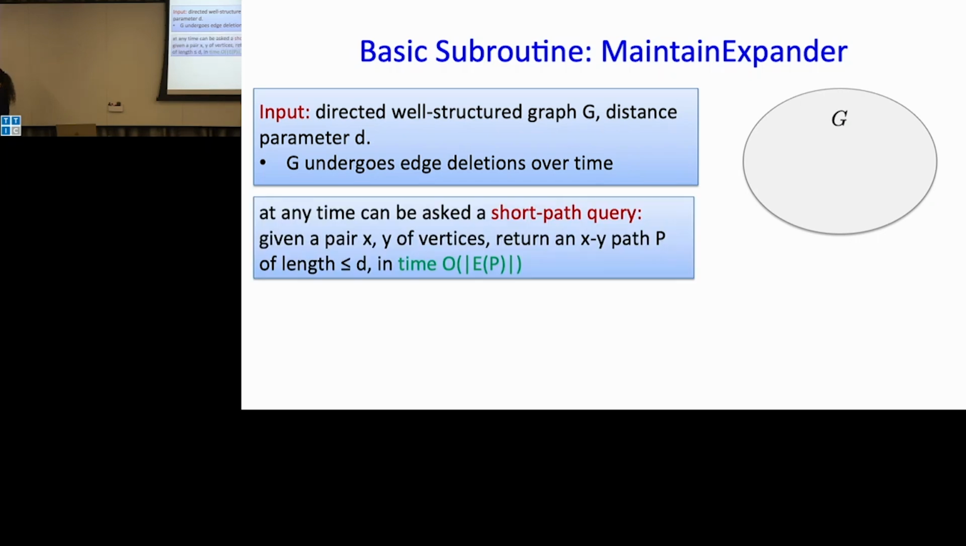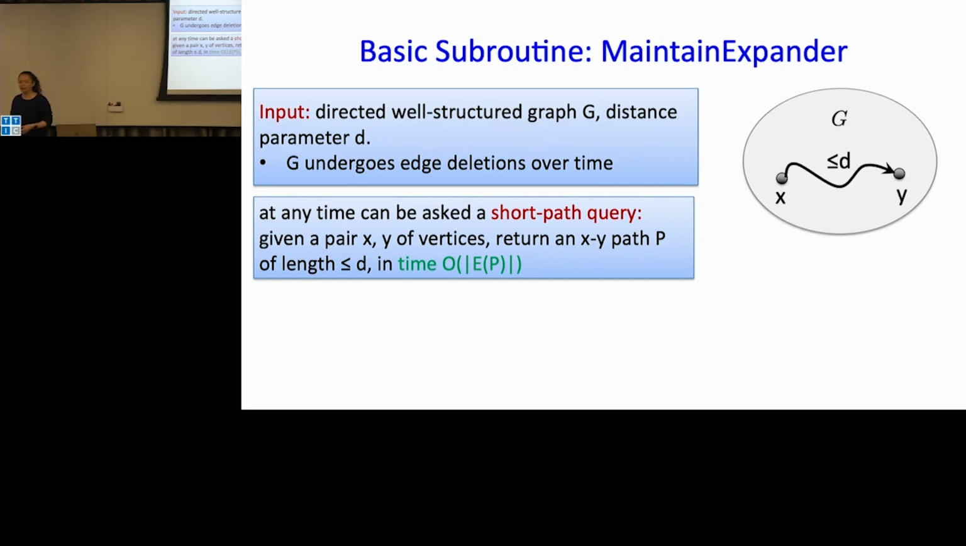At any time, we may be asked a short path query. So we're given two vertices X and Y. In addition to G, we're also given this distance parameter d. In a short path query, we're given two vertices X and Y, and we need to return a path connecting X to Y whose length is at most d. And we need to do it in time that's proportional to the number of edges on the path. And obviously, it's possible that such a path does not exist, right? Or maybe this graph had a small diameter at the beginning, we deleted some edges, and it stopped having a small diameter.